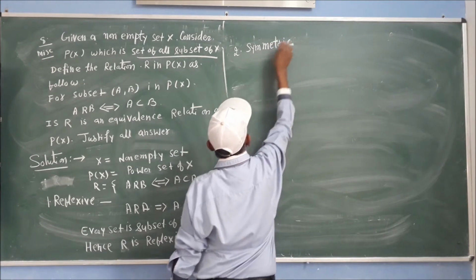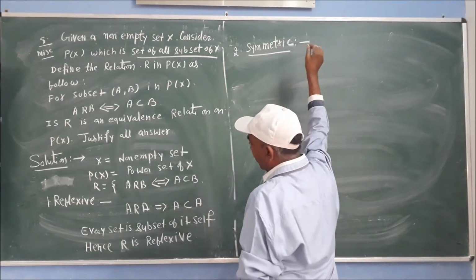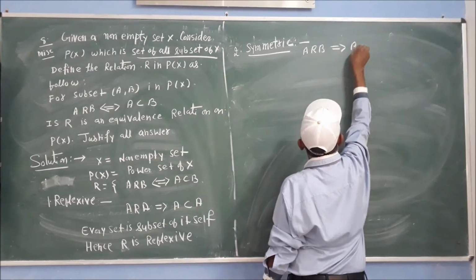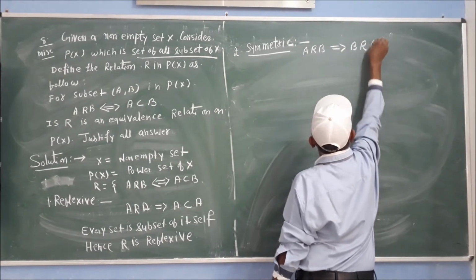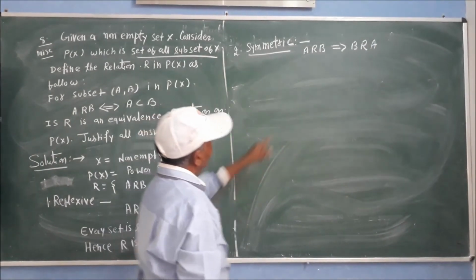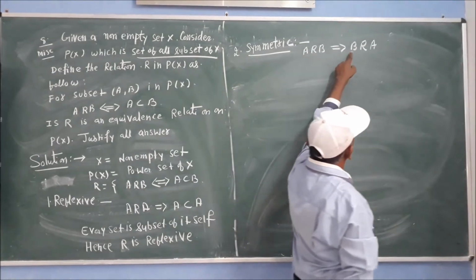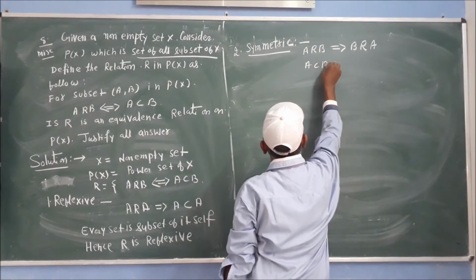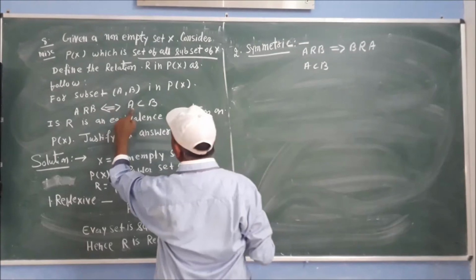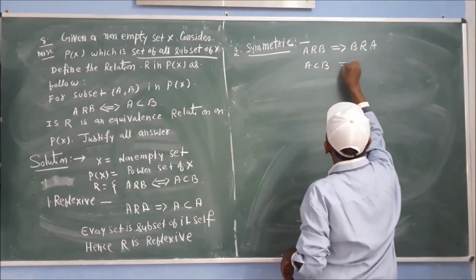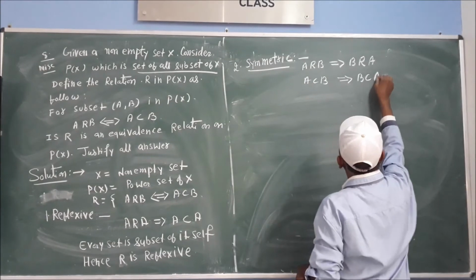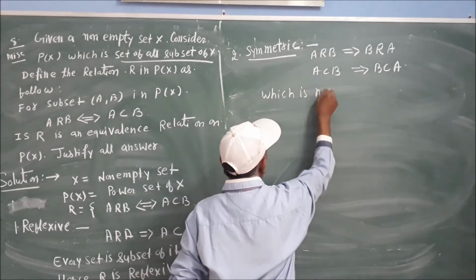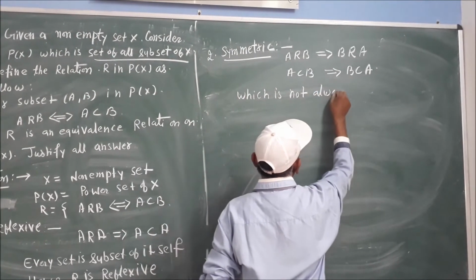Second property is symmetric. For the symmetric property, we have to write A R B implies B R A. So A R B: A is a subset of B. This implies B is a subset of A? A R B means A is a subset of B, and B R A means B is a subset of A, which is not always possible.